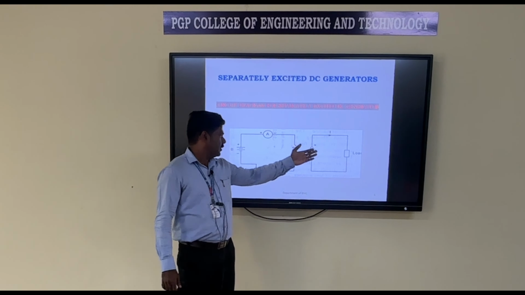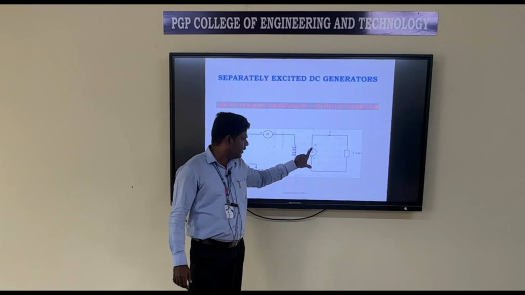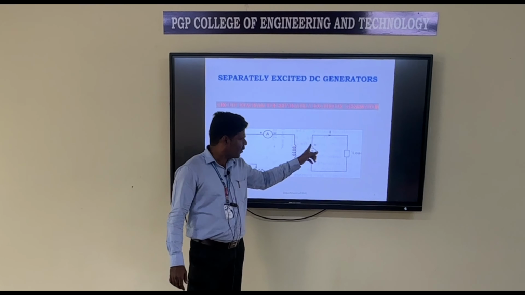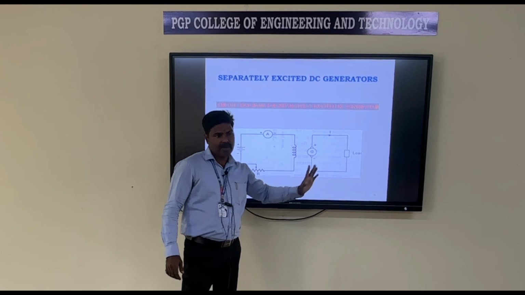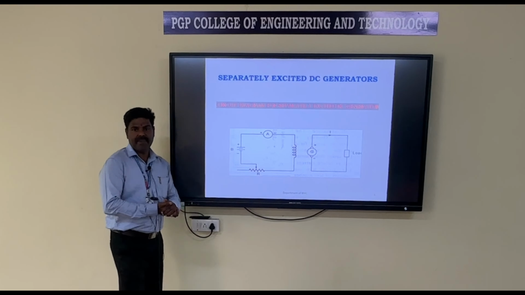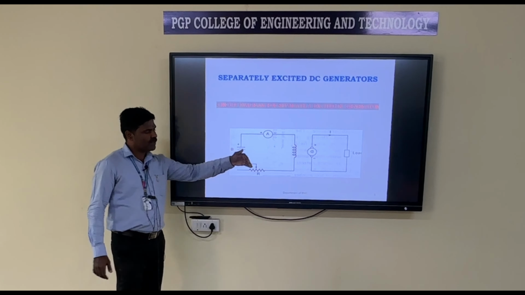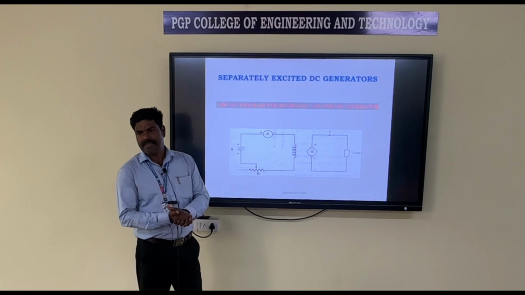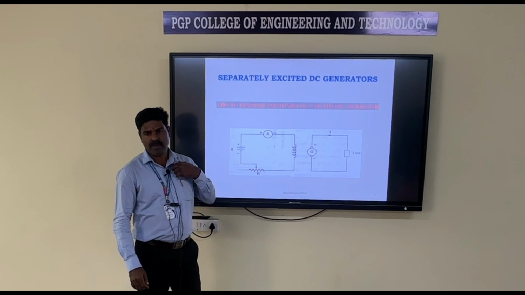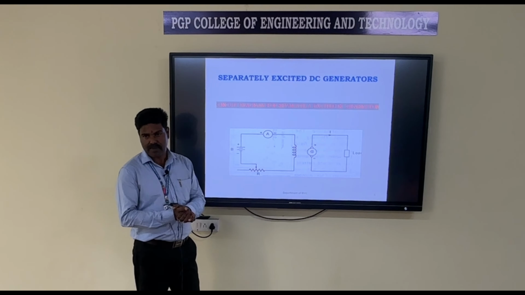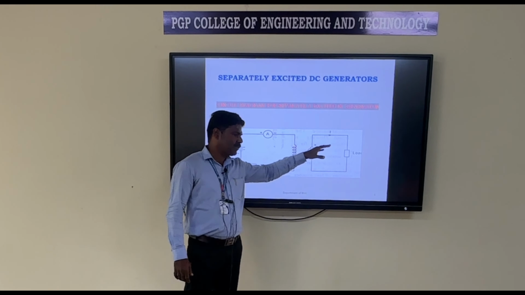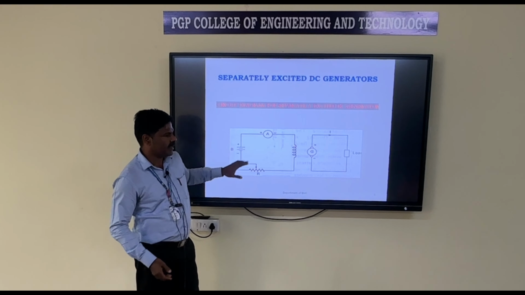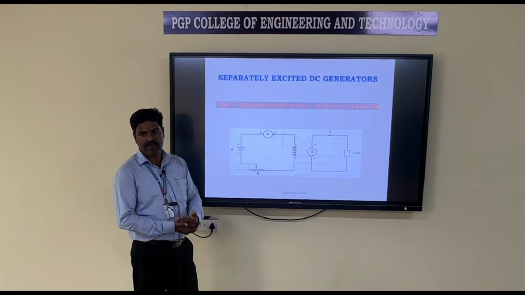Here this load is connected across the armature winding, therefore the same current flows through this circuit. Here this armature current, that is Ia, is equal to IL. By applying Kirchhoff's voltage law, we can get the voltage equation of the DC generator. Kirchhoff's voltage law states that the sum of voltage rises is equal to the sum of voltage drops in a closed circuit. Therefore, by applying Kirchhoff's voltage law, we can get the voltage equation of a separately excited DC generator. That formula is EG equal to Vt plus Ia into Ra.